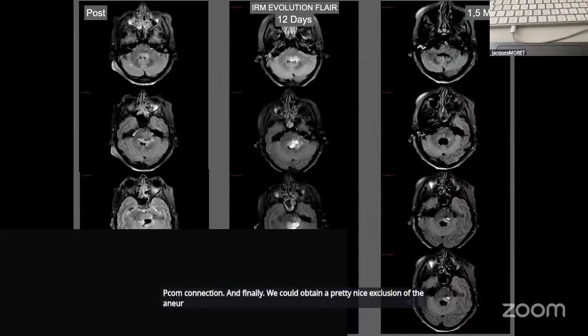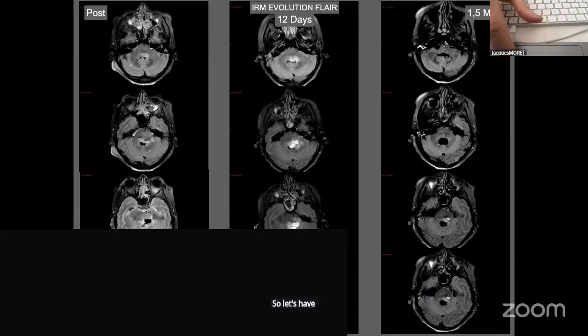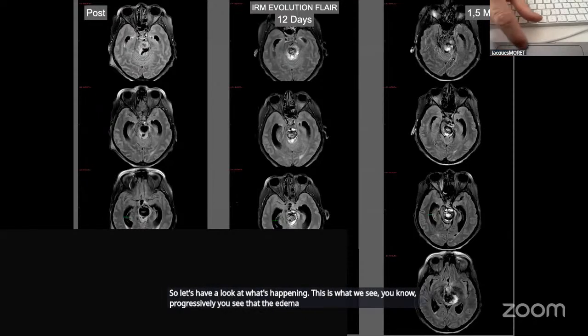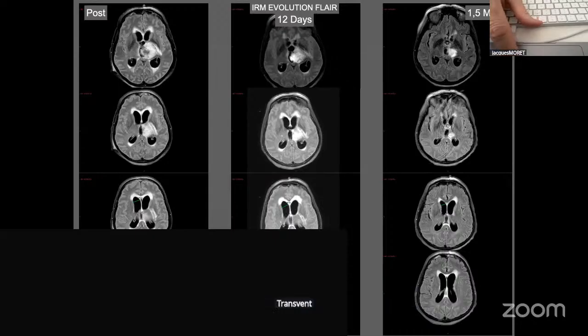And let's have a look at what we see. You have on the left side of the screen the post 12 days later, and then 1.5 months later. So let's have a look at what's happening. This is what we see. Progressively you see that the edema around the sac of the aneurysm is definitely getting better. The sac itself is decreasing in size, and even the transventricular resorption of the CSF is getting much better at the same time as the sac is shrinking.